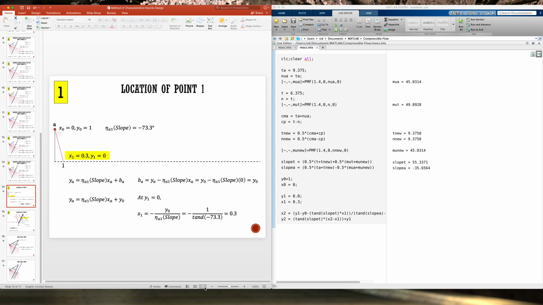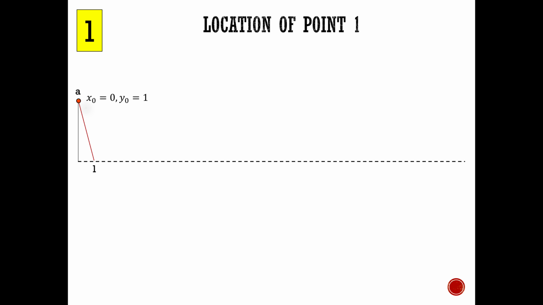Alright guys, so in the second video of this series on the method of characteristics, we're going to look at how you can find the x and y locations of each point. Just to start, again, we are looking at the first characteristic line. Let's look at point A, and let's place this point A at x naught equals 0 and y naught equals 1.